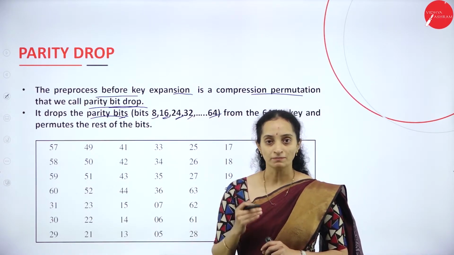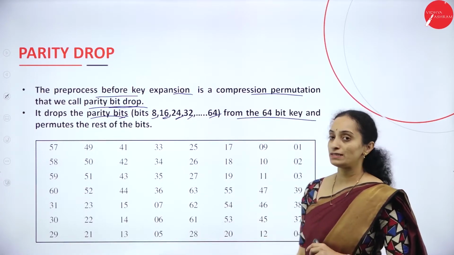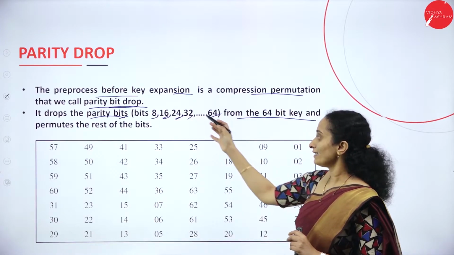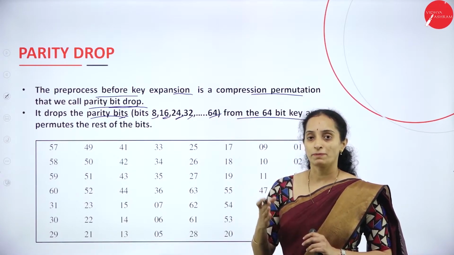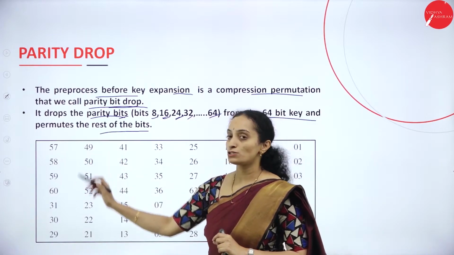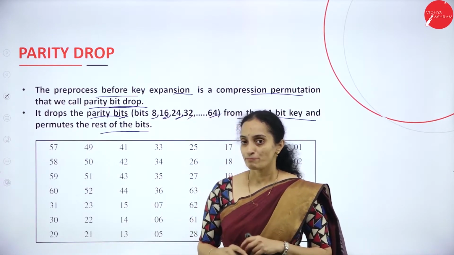further processing. From the 64-bit key, we have a total of 64 bits. From that, the last 8 bits in each block will be dropped, and it permutes the rest of the bits, and all the other bits will be permuted.